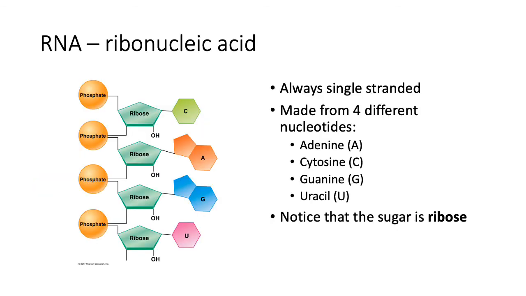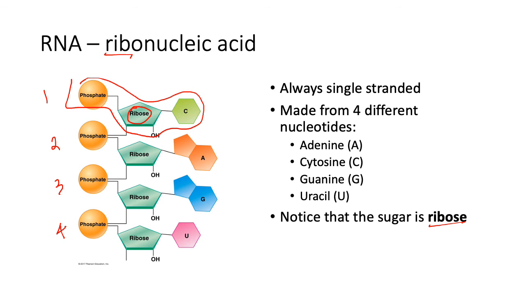RNA stands for ribonucleic acid, and notice that we have, in this case, our nucleotides. We have 4 nucleotides here that are linked together to create this simple ribonucleic acid. Notice that between these 4 nucleotides, the phosphate and the ribose sugar are always the same. So the name of the sugar here is called ribose.